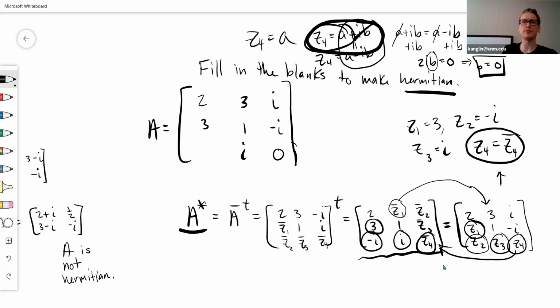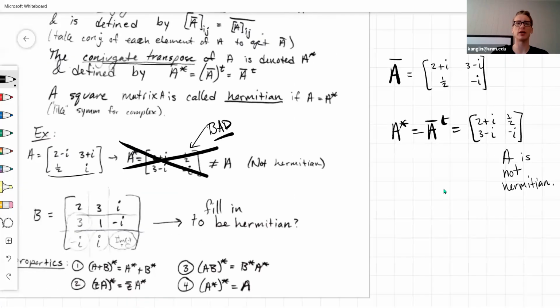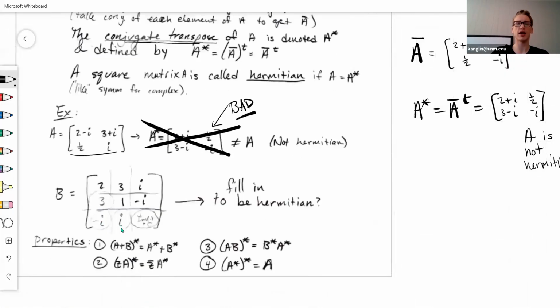Oh, and I forgot my Z2. Okay. So there you go. We filled in the blanks to make this a Hermitian matrix. See if that's the same answer I already gave away in my notes. 3, negative i, and something with the imaginary part equal to 0. That is it. That does it.